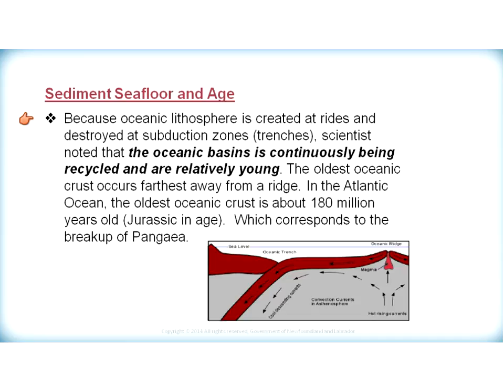From these studies, scientists also concluded that because the oceanic lithosphere is created at ridges and destroyed at subduction zones, better known as trenches, the oceanic basins are continuously being recycled and are relatively young in age compared to the continents. The oldest ocean crust occurs farthest away from the ridge, and in the Atlantic Ocean, the oldest ocean crust is about 180 million years old. That dates back to approximately the Jurassic in age, and this age coincides with the breakup of Pangaea, which occurred at the end of the Mesozoic era.